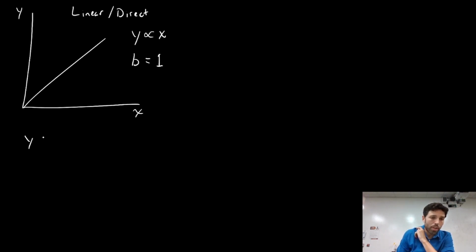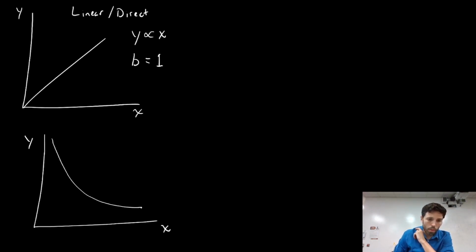We can also have a relationship that looks like this, a graph that looks like this. This is called an inverse relationship, and this is y proportional to 1 over x, and the b value of this one is negative 1.